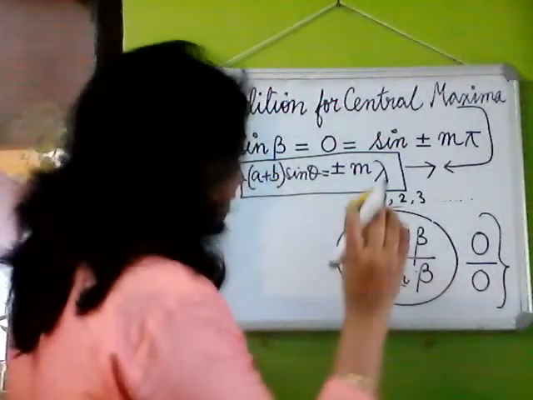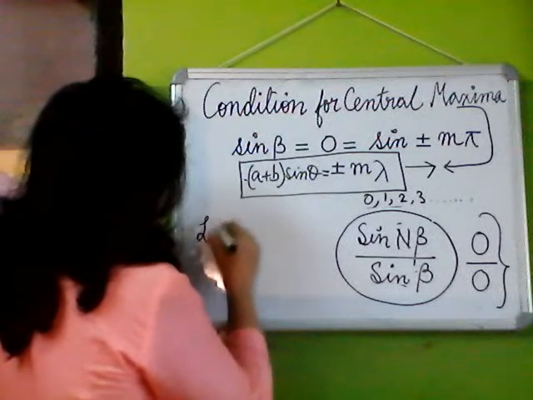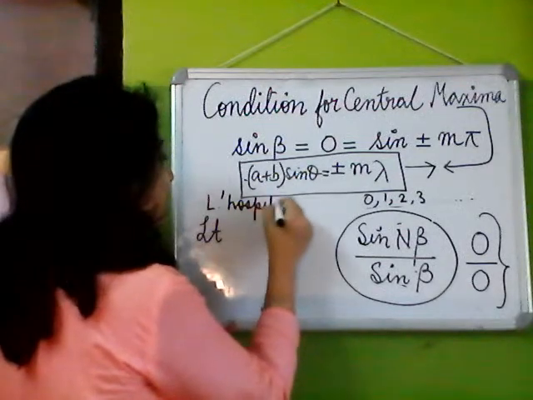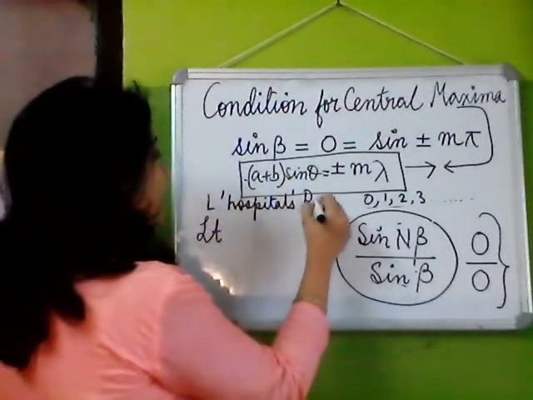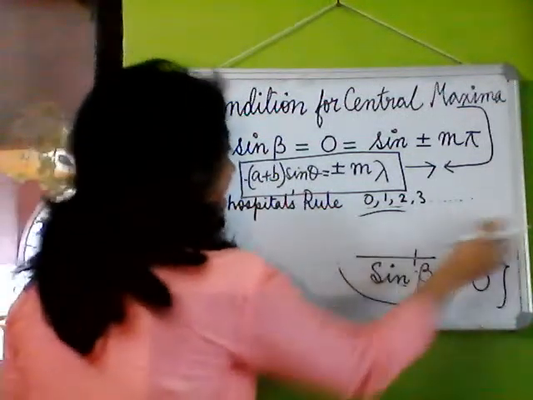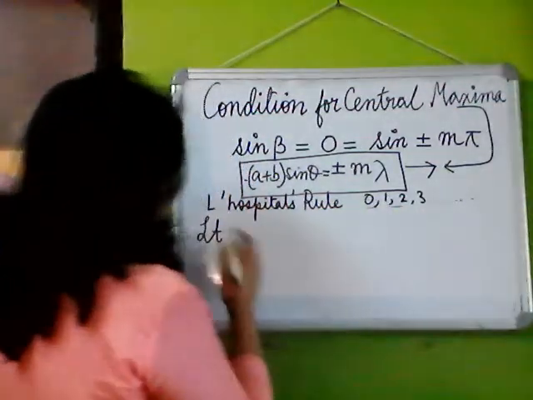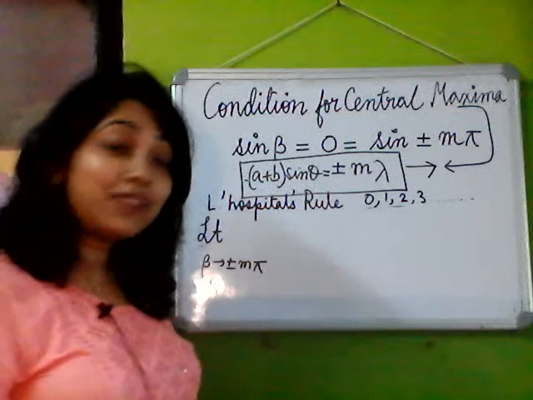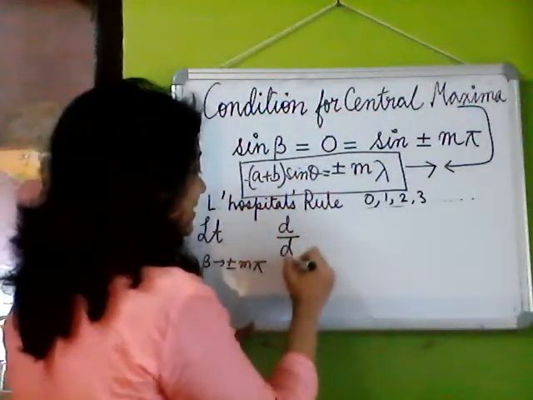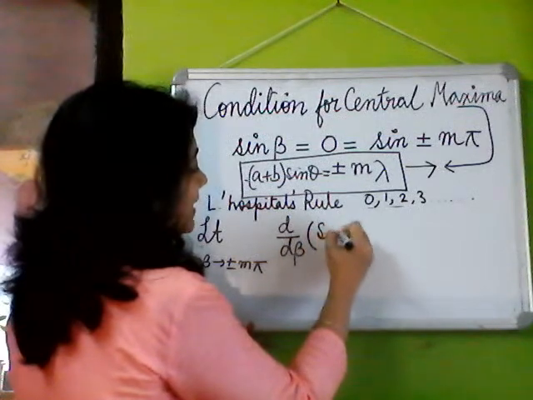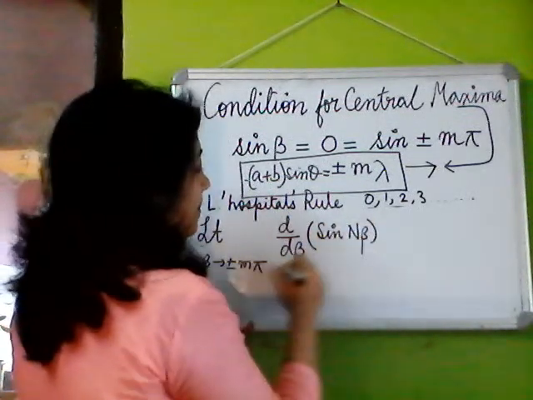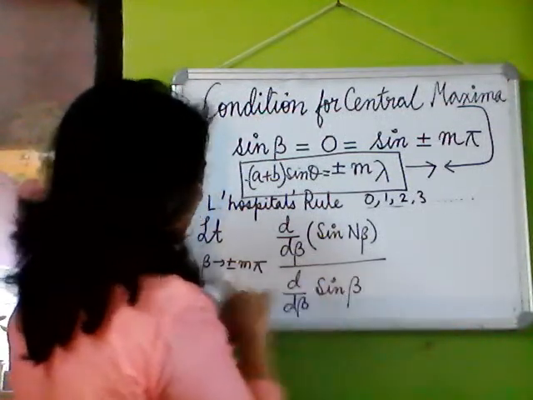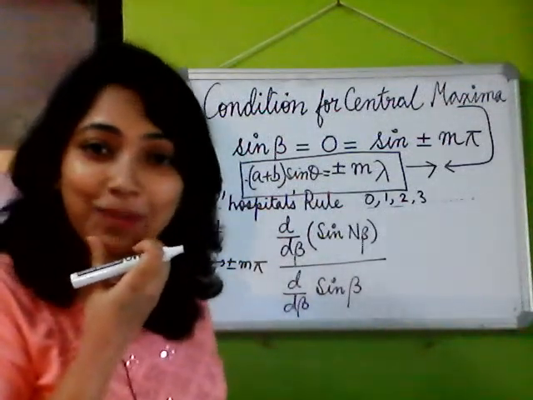Alright. So what will I do? Reminding all of you that in this scenario, the L'Hospital rule can be used over here as limit beta tending to plus minus m pi. What can we do? We can do the differentiation: d/d beta of sin n beta by d/d beta of sin beta, within the limit of beta tending to plus minus m pi.